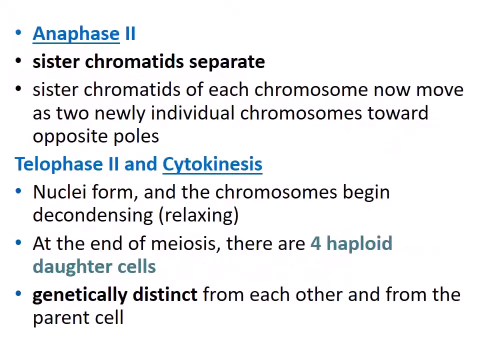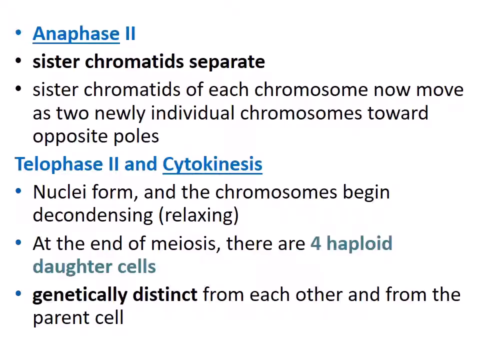That brings us to anaphase 2. In anaphase 2, the sister chromatids separate. Remember, in anaphase 1, the homologous chromosomes separate and the sister chromatids were still attached. But finally, in anaphase 2, the sister chromatids separate, and the sister chromatids of each chromosome now move as 2 newly individual chromosomes towards the opposite poles.